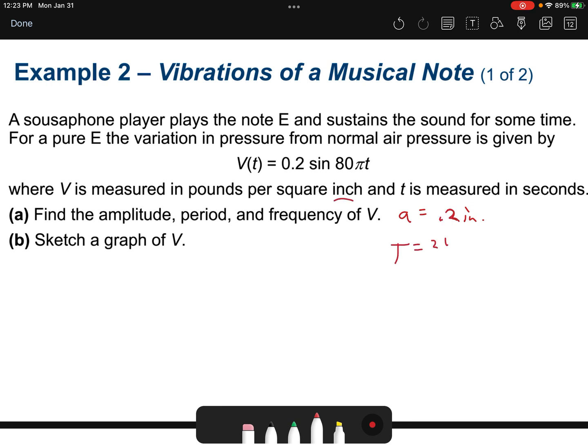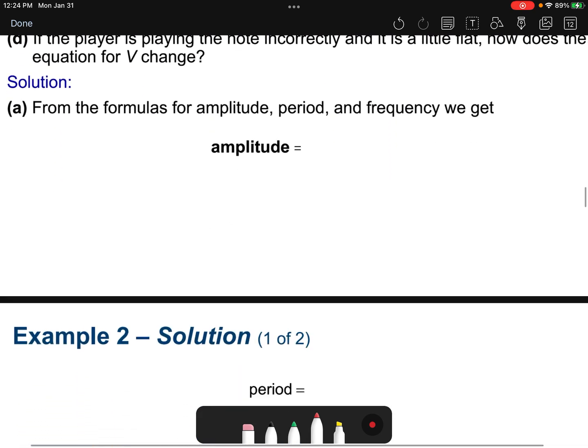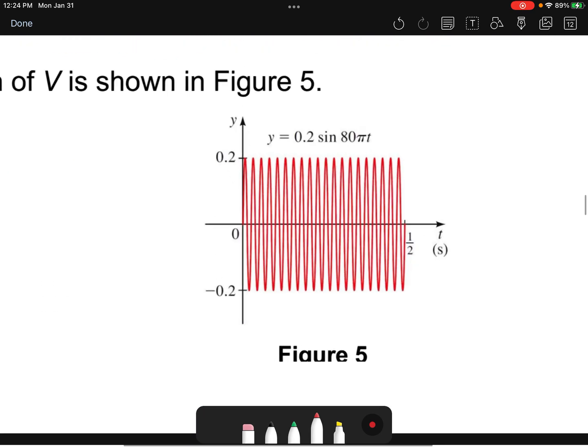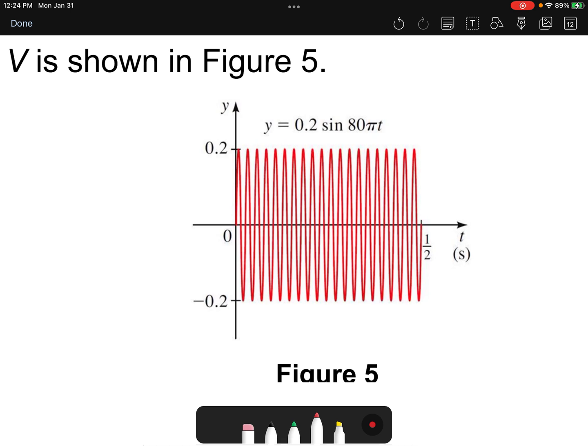Period would be 2 pi over 80 pi, which is 1/40th of a second. So it would vibrate at 1/40th of a second. Now our frequency would be the reciprocal of that, which is what we call 40 hertz, which means there would be 40 waves passing by in a second. And what would that look like? It would look like that equation. So the frequency would be 40.